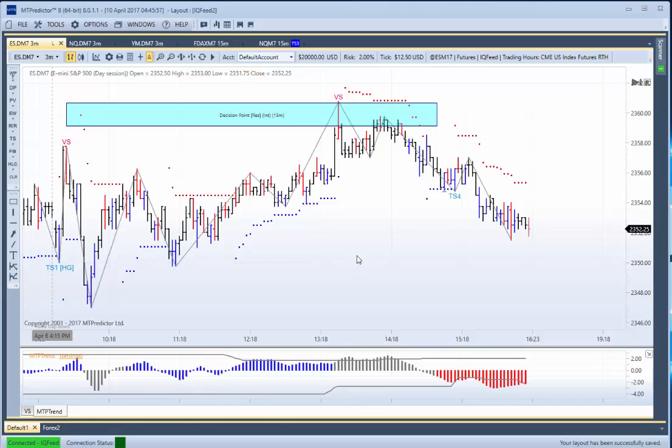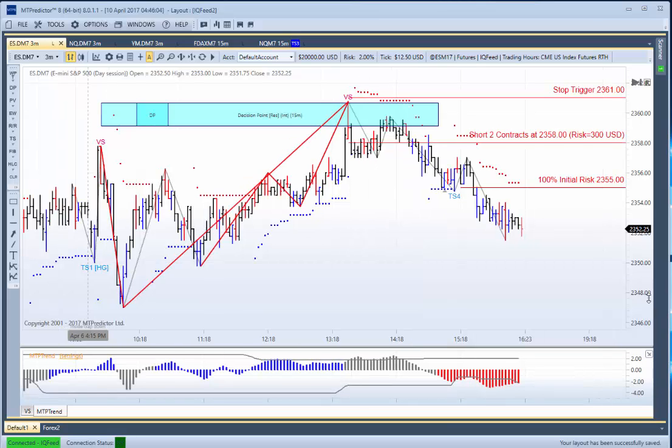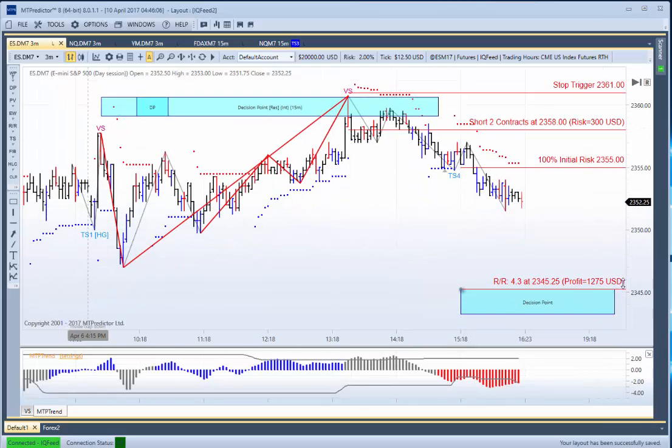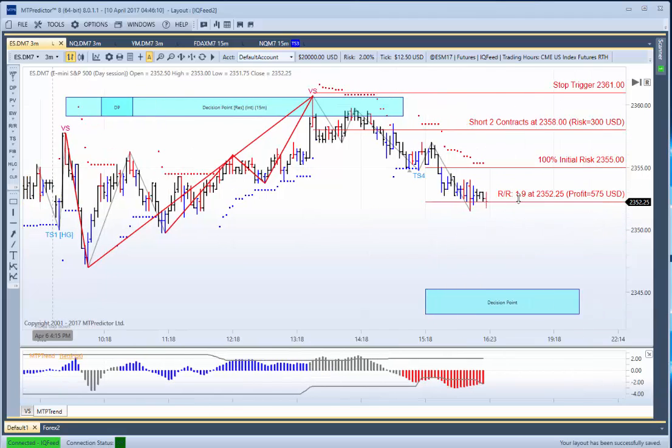Our MTP trend was black, therefore indicating a potential reversal. So let's right mouse click, do our analysis, and there's our short trade. Obviously it didn't get to the target before the market closed, so you'd have come out on close for a nice 1.9R profit, so a very good trade there indeed.